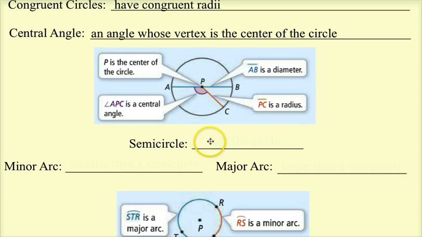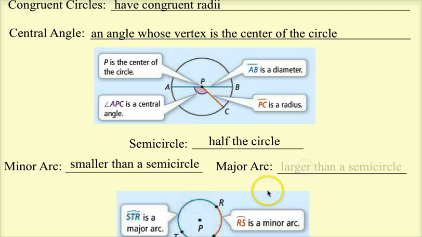We have a semicircle, which is half the circle. We have minor arcs, which are smaller than a semicircle. And then we have major arcs, which are larger than a semicircle. So a semicircle is half the circle, like this right here, from A all the way to B would be a semicircle. A minor arc is smaller than a semicircle, like right here, arc BC, that's smaller than a semicircle. And a major arc would be larger than a semicircle.